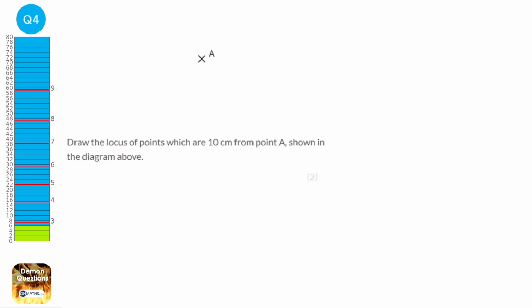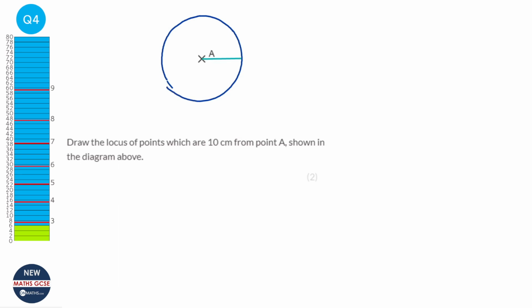So to find the locus of points that are 10 centimetres away from a point, you need to measure 10 centimetres on a pair of compasses. And then you put the point at A and draw them. Now I'm going to try my best to do this. It's probably not going to look perfect, but I'll do my best. And this part here is going to be 10 centimetres to get the full marks.